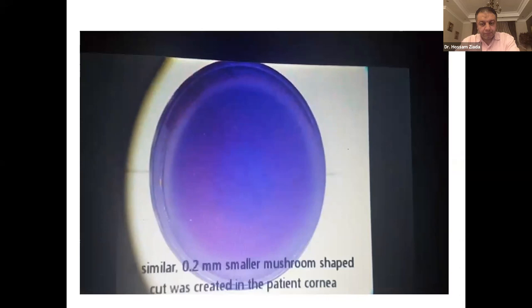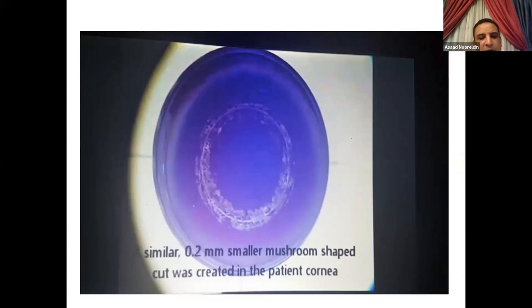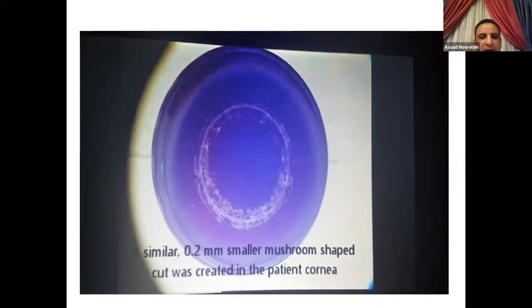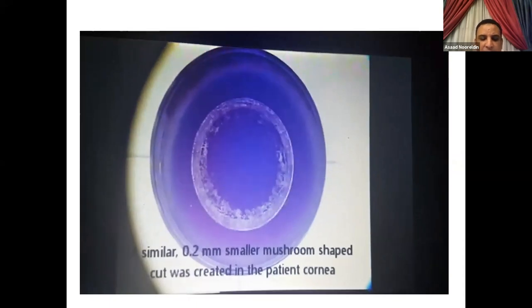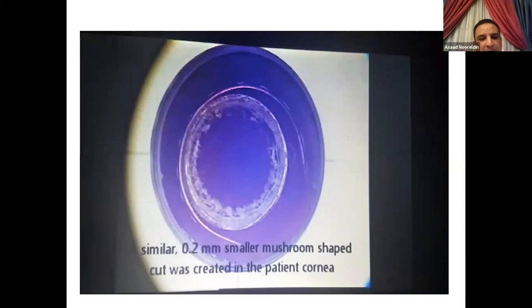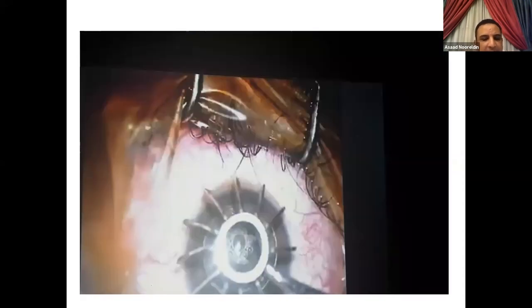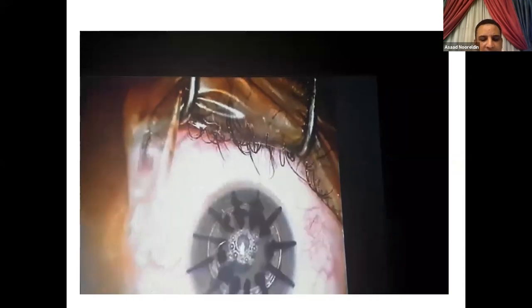We show the mushroom incision done by femtosecond laser after docking. We do not completely cut the cornea. The incision is not full thickness. We leave only the endothelium and part of the Descemet's and stroma, as the patient is transferred from the femtosecond laser room to the operating room, so we don't do a full thickness incision. After that, marking the sutures, and we do suturing as usual.